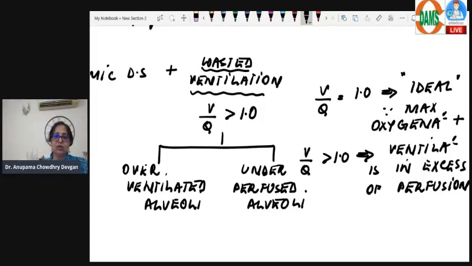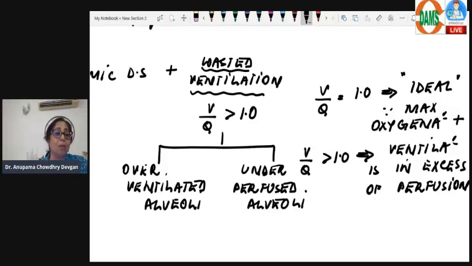Why is VQ ratio more than 1 called wasted ventilation? Because at VQ ratio of 1, you have achieved maximum oxygenation, maximum hemoglobin saturation of 100. VQ ratio more than 1 means ventilation is in excess of the perfusion. This extra ventilation is not going to increase the hemoglobin saturation to more than 100%. Not possible. So this extra ventilation is being wasted. How do you get a VQ ratio more than 1? Over-ventilated alveoli or under-perfused alveoli.